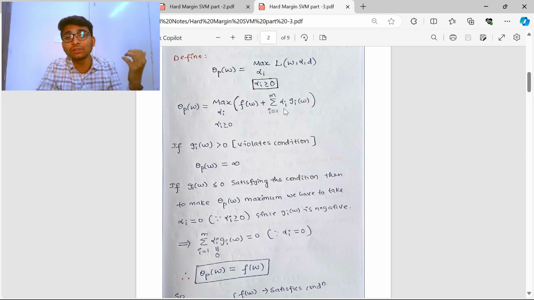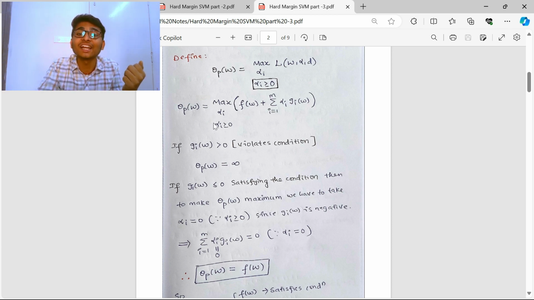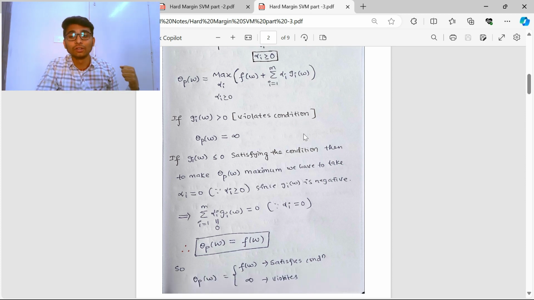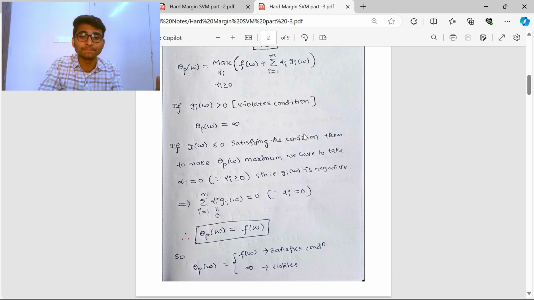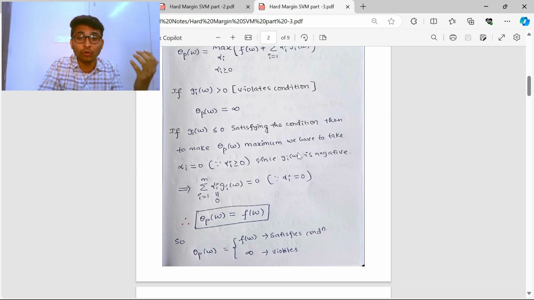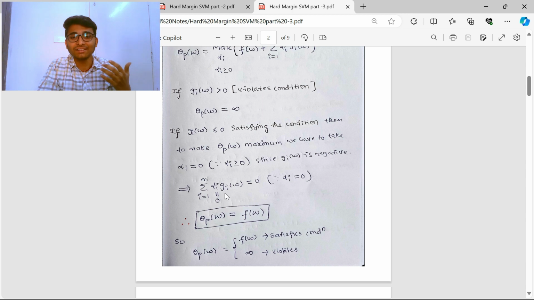If you want to maximize, you might think to take alpha i as negative infinity. But see, guys, alpha i is greater than or equal to 0. We cannot take negative values of alpha i. The starting point is 0 only. We cannot go to the negative part. So if you take alpha i as 0, then it will be maximum, right? That is the reason alpha i is equal to 0 when gi of w is negative.